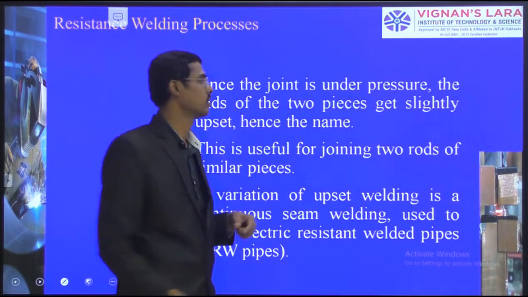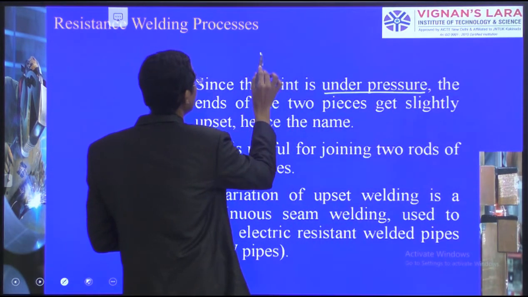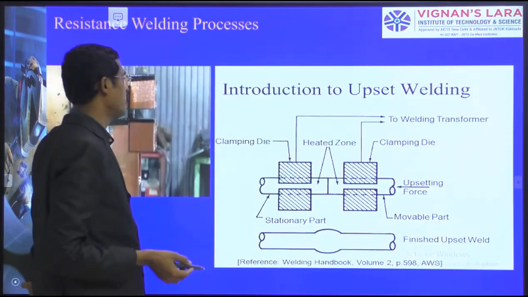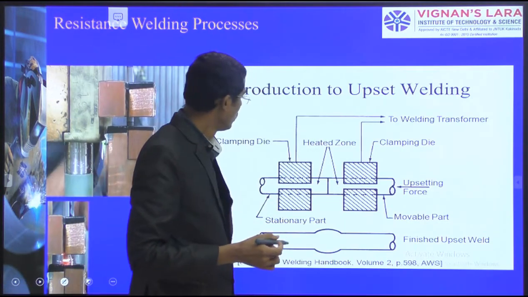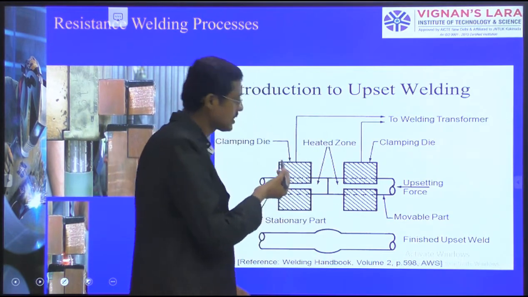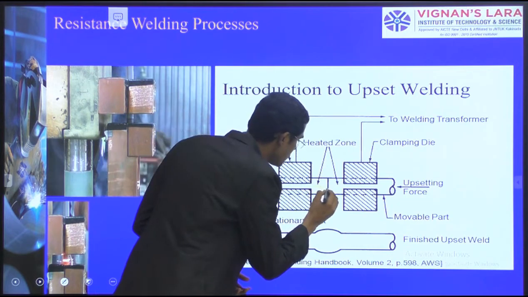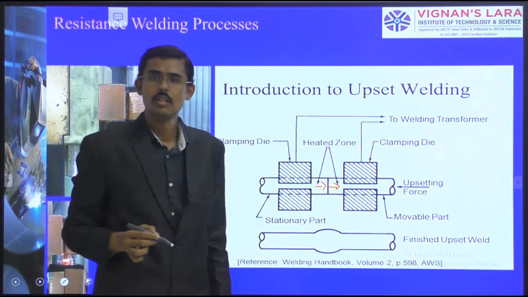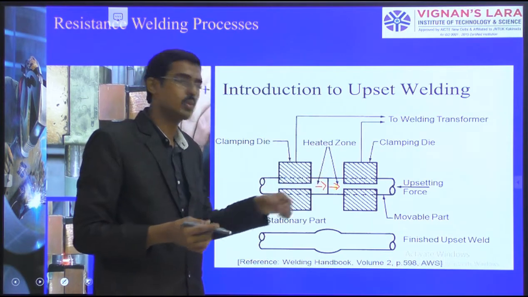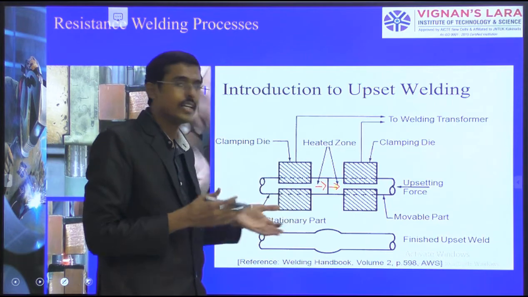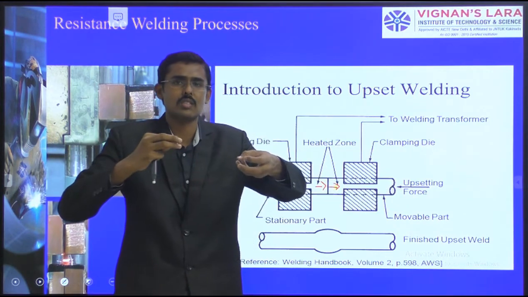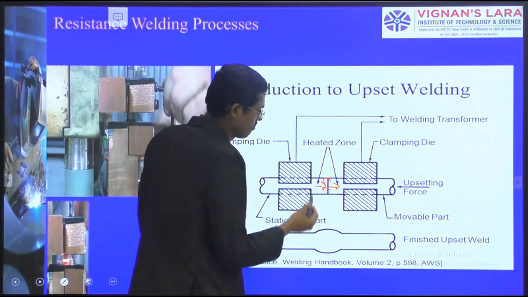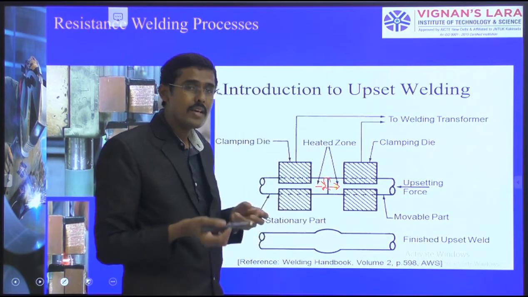Since the joint is under pressure, here also we are applying pressure. What are we doing here? You see, the image is there. Here I have taken two specimens. After connecting them, the supply of current is given. The current should flow from this side to this side. There is an air gap, since it is not a complete workpiece but two workpieces. Obviously there is a gap that we are going to join. Therefore, the current wants to jump from here to here, and this flow of current will be resisted.